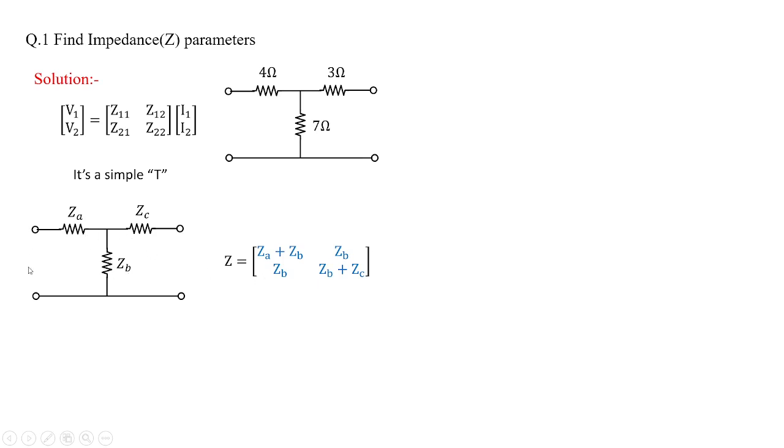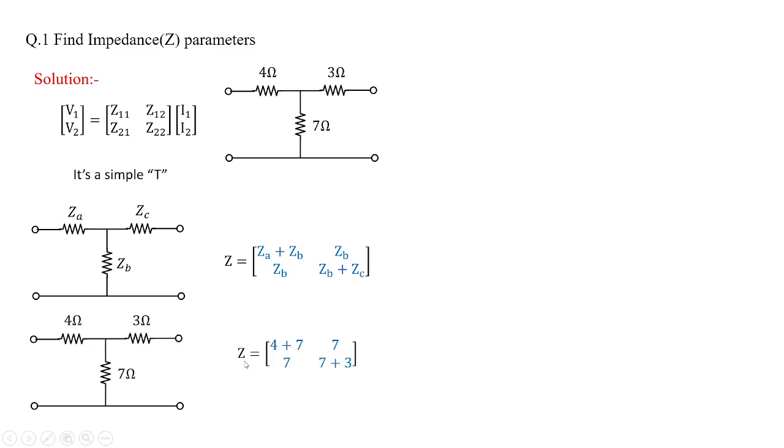And then when you open circuit port 1, you are left with ZB and ZC. The sum becomes ZB plus ZC. Now for this particular example, if we consider the formula, then the impedance will be equal to 11, 7, 7 and 10 ohms.